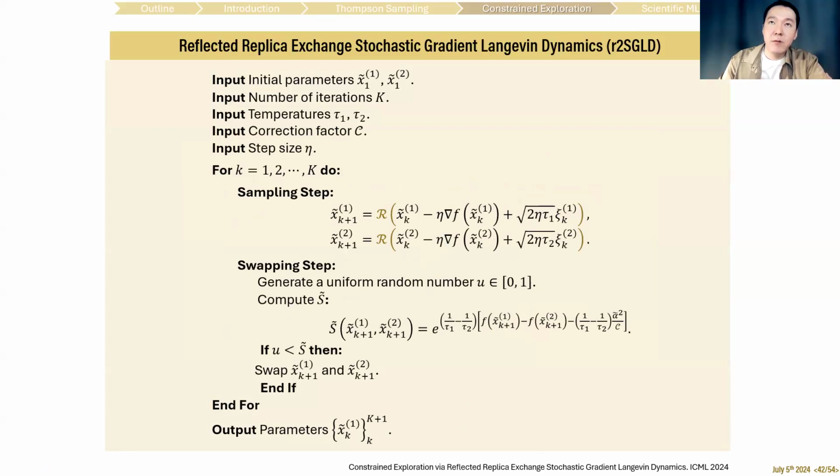So for each iteration, we first generate a sample just like replica exchange, but if the samples are out of the boundary, we need to consider a reflection step here to reflect the sample back. And then we have the swapping step, which compares the value of U with a swapping rate tilde S. So if U is smaller than tilde S, that means the high temp chain actually found a better local mode. Then we swap these two chains to let the low temp chain characterize the new mode. Then we do sampling, swapping, sampling, swapping until it finally outputs all samples generated by low temp chain.